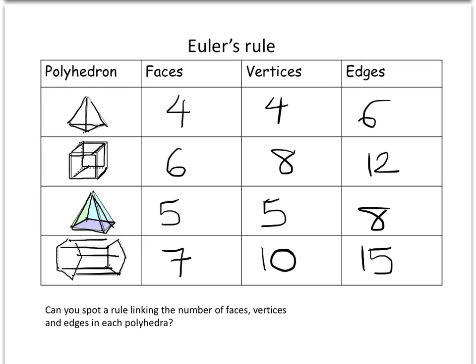And your task or your challenge is to see if you can find a rule connecting the number of faces with the number of vertices and the number of edges. We're going to do it in terms of edges, so you're going to have the number of edges equal to something else. I'm going to leave you with that, and we're going to discuss our results in class. So see if you can find a rule that ties together the number of faces, the number of vertices, and the number of edges.